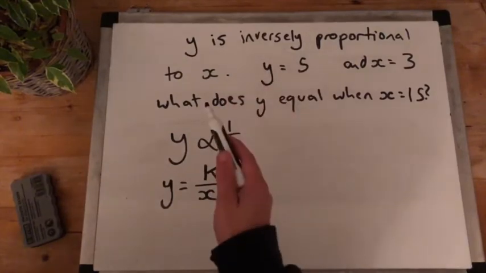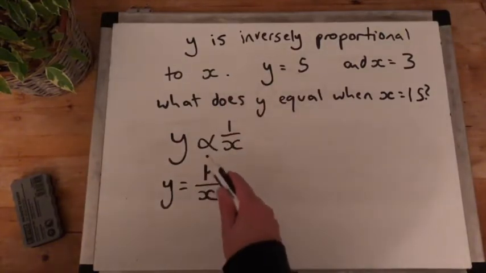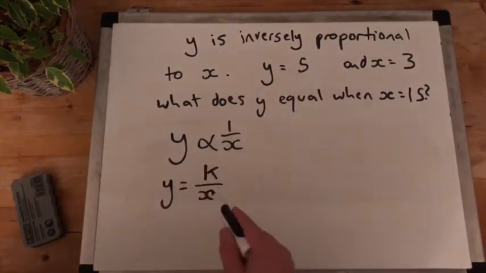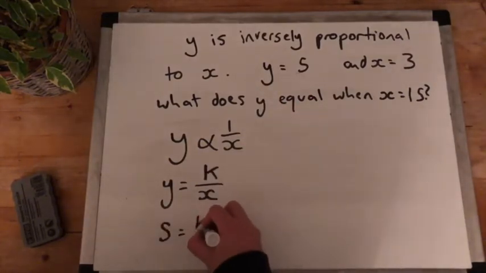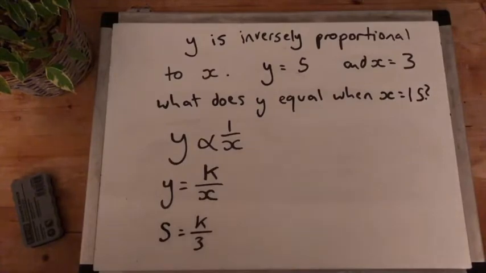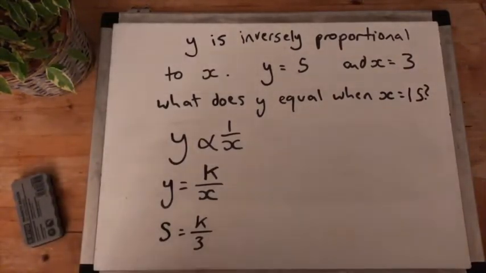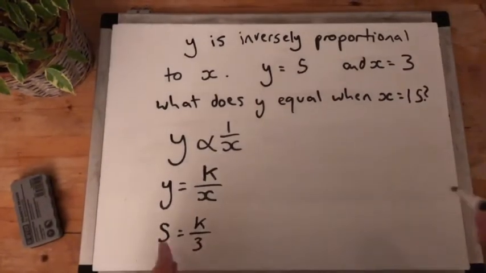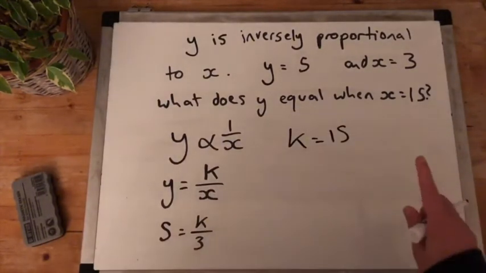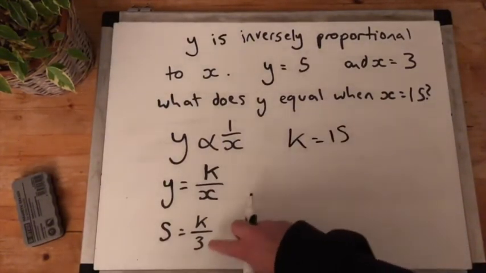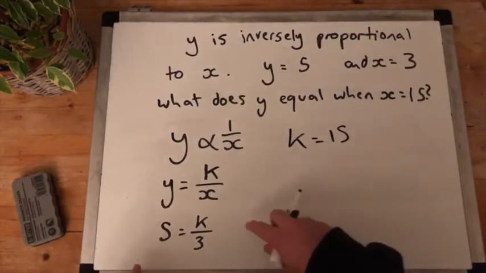Y is inversely proportional to x. Y proportional to 1 over x. Y equals k over x. Y is 5 equals k over 3. Best way to do it by far, just times both these numbers and you get your answer. 5 times 3 is 15. K equals 15. Let's check that that's right. 15 over 3. 15 divided by 3 is 5, so it works.